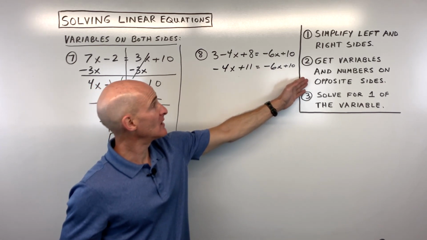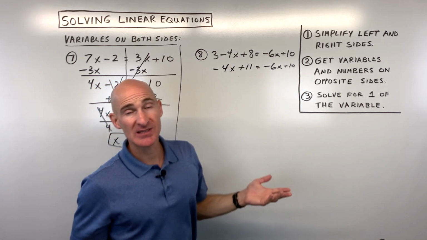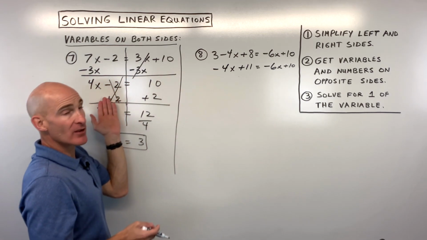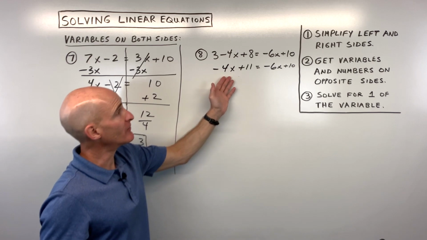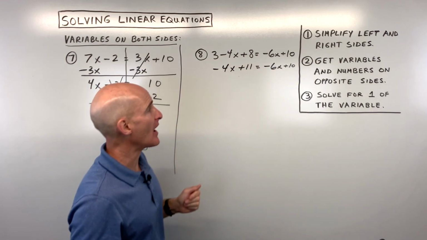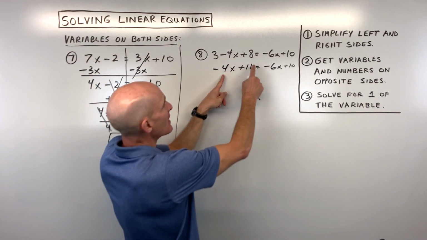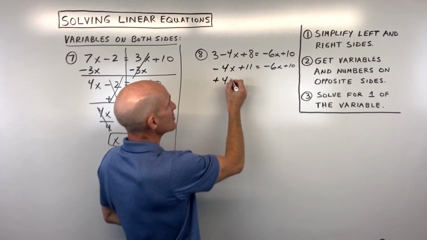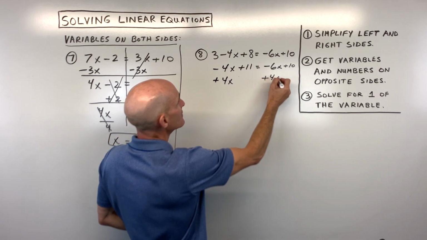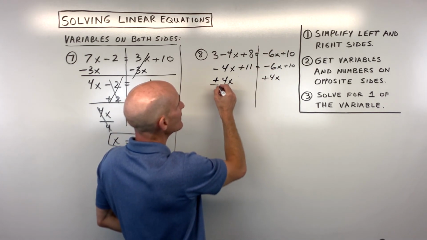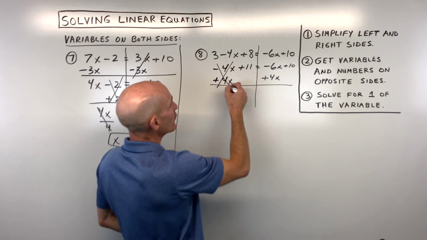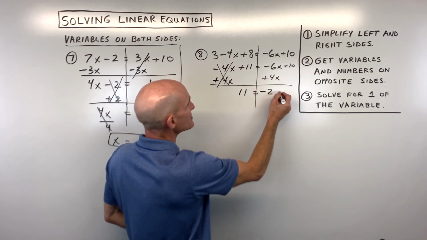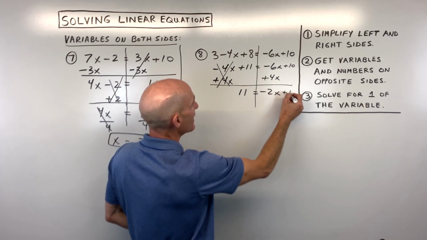Step number 2, get the variables and the numbers on opposite sides. It doesn't matter which side you pick. In this problem, we got the variables on the left. So how about on this problem, we get the variables on the right, just for variety. So if I want to get the variables on the right, I have to get rid of them on the left by doing the opposite. So I'm going to add 4x to both sides. Negative 4x plus 4x is 0. I'm going to bring down the 11. Negative 6x plus 4x is negative 2x. I'm going to bring down the 10.